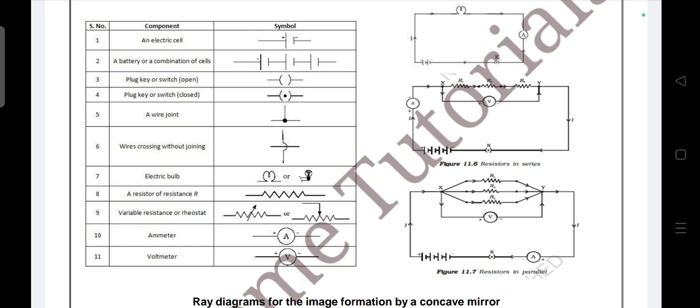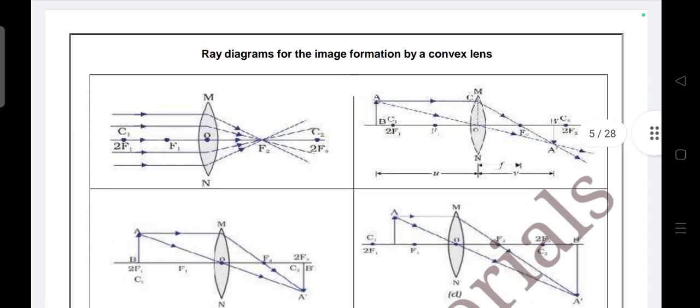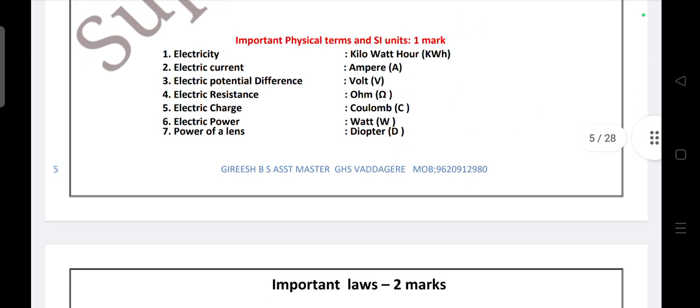Then circuit diagrams: resistances in series, resistances in parallel, ray diagram of concave mirror, ray diagram of convex mirror. So this is this one.